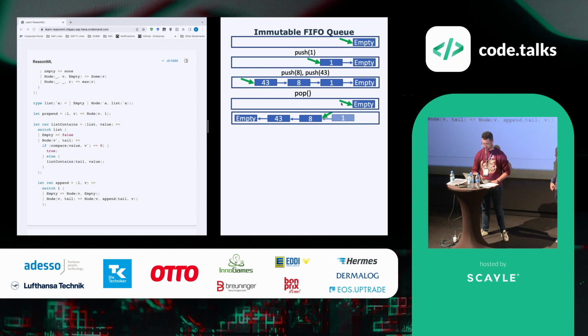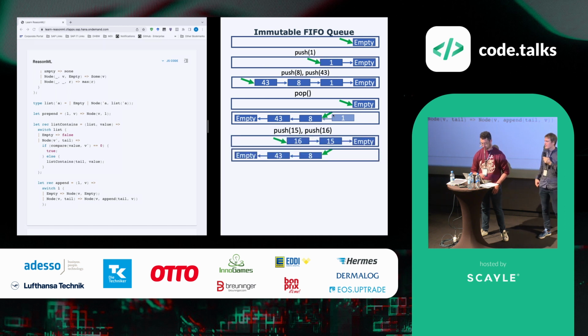So now if we continue with that example, in the next step we add two other items. We add the value 15 and the value 16, and here you can already see a pattern. Whenever we add a value now, we add it to the top list. Whenever we pop a value, we remove it from the bottom list.